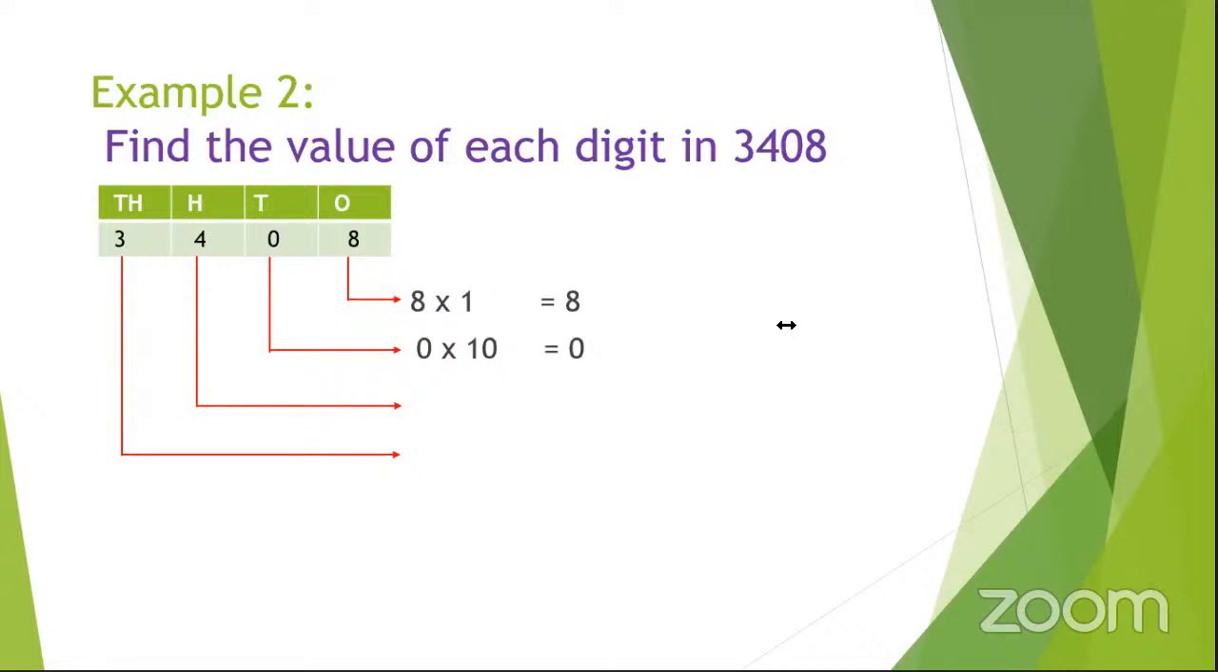4 times 100. Good. 4 times 100. And this is how we can get it. So we say 4 times 100, we get 400. And so 3, we multiply 3 by its place value, which is 1,000, and we get 3,000. That is with values. Anyone with a question about values and place values?